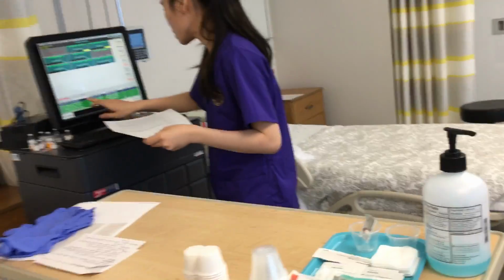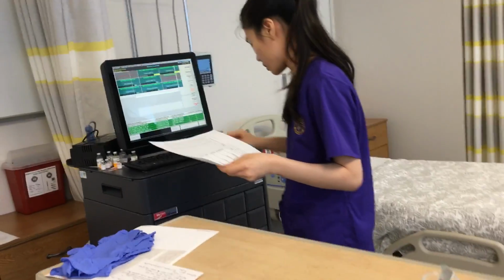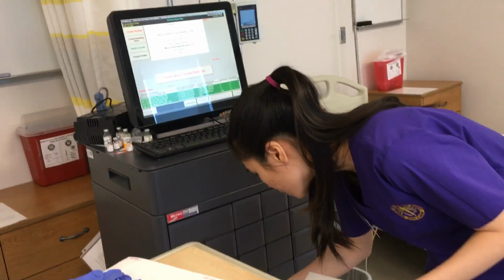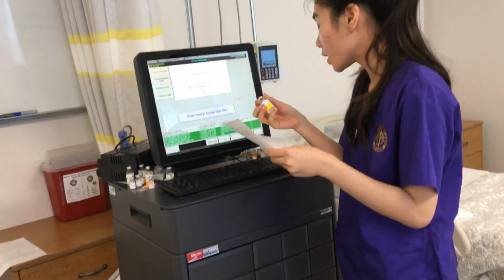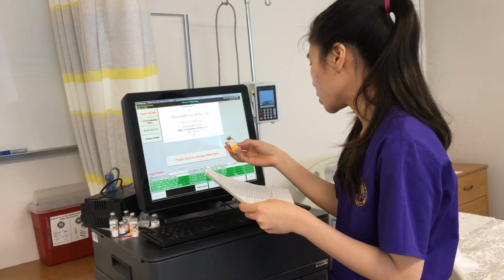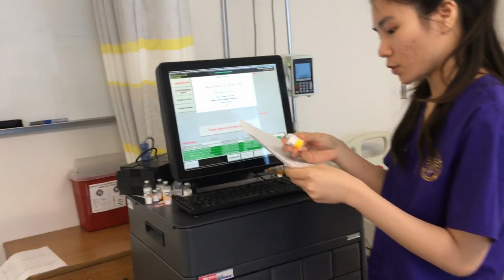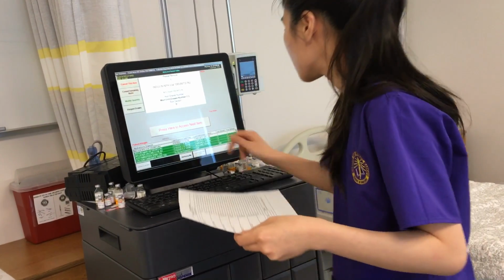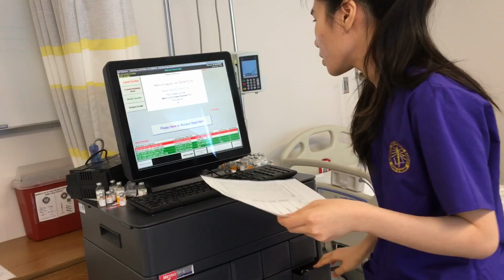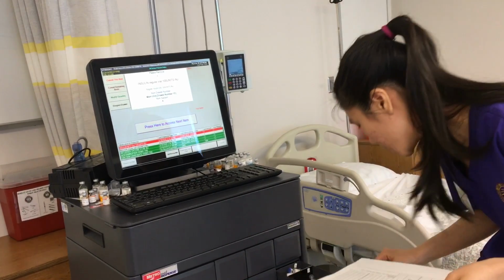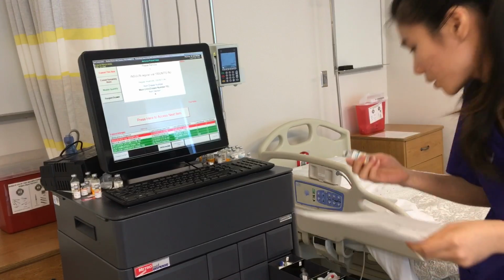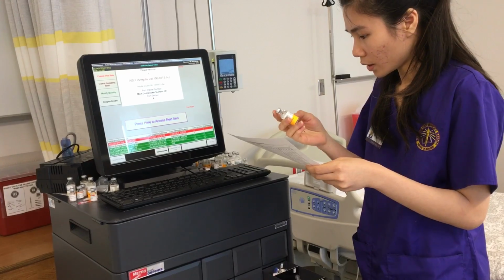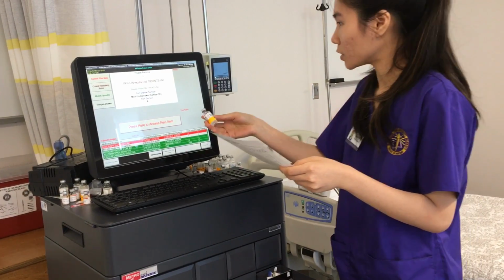The second medication, insulin, is NPH insulin. I check with the computer. NPH insulin 100 units. I'll put it in my meds. The next medication would be regular insulin. Expiration date is good. 100 units.